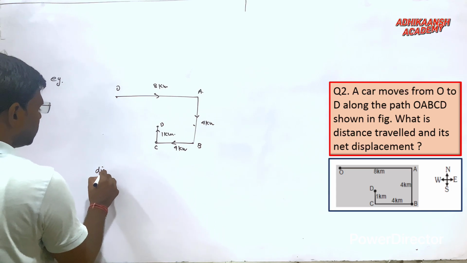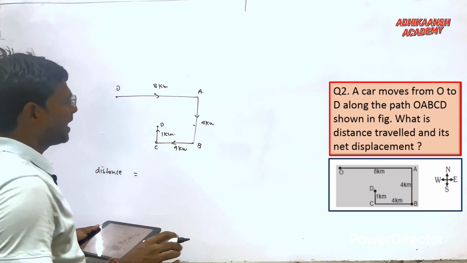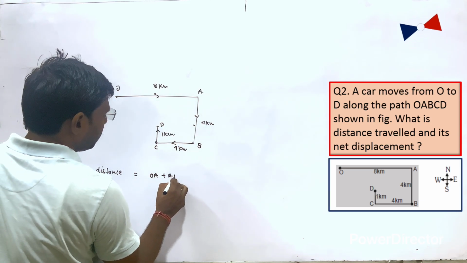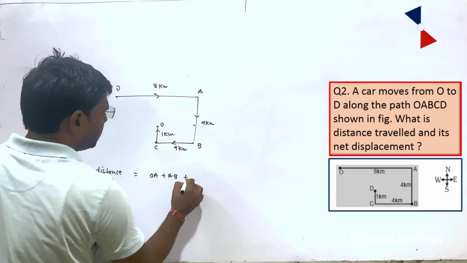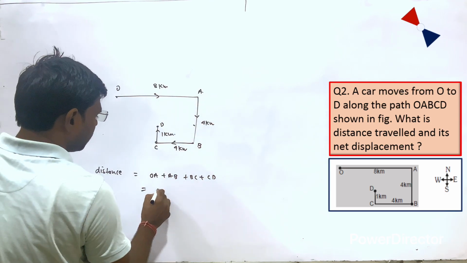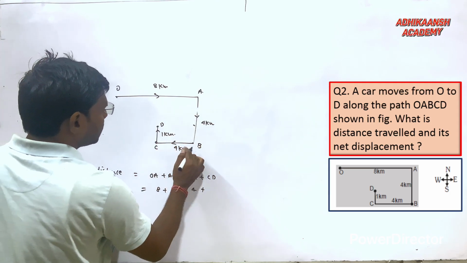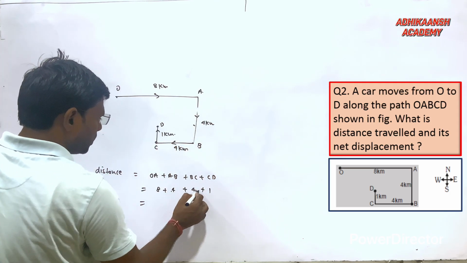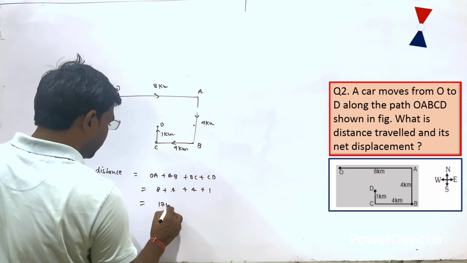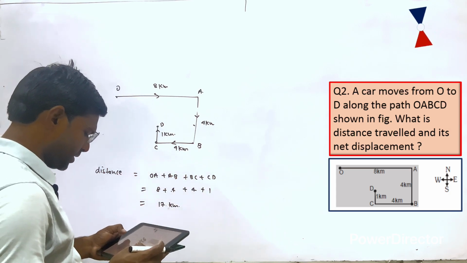So in this case, what is the distance? You tell. The distance is nothing but the path length covered during the motion, that is OA plus AB plus BC plus CD, right? This is 8 plus 4 plus 4 plus 1 kilometer. So 17 kilometer is the distance, right?